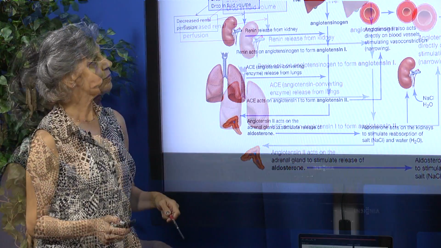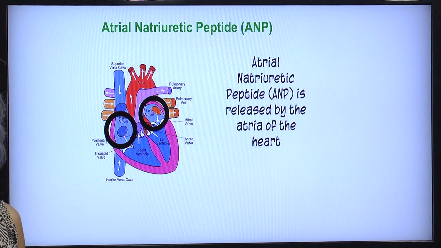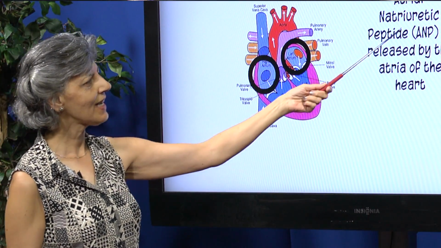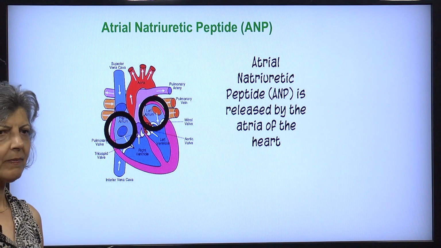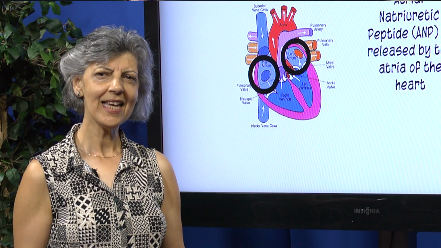The second hormone we're going to talk about is ANP. And just to remind you, it starts with atrial. So who is producing ANP? ANP is released by the atria of the heart. When does the heart secrete ANP?